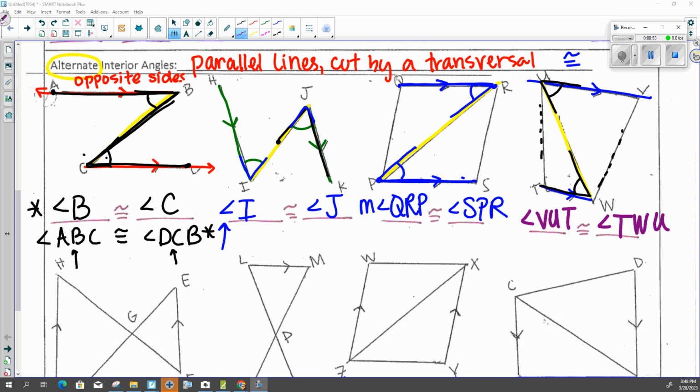All right, here's what I came up with. Angle VUT is congruent to angle TWU. Now, did any of you have yours written a little bit different than that? Like, is it okay if you have angle TUV and angle UWT? Yes, as long as your vertex is in the middle. So the middle letters have to be U on the first one and W on the second one. And they could be in the opposite order. You could have TWU on your first line. You could have VUT on the second line.